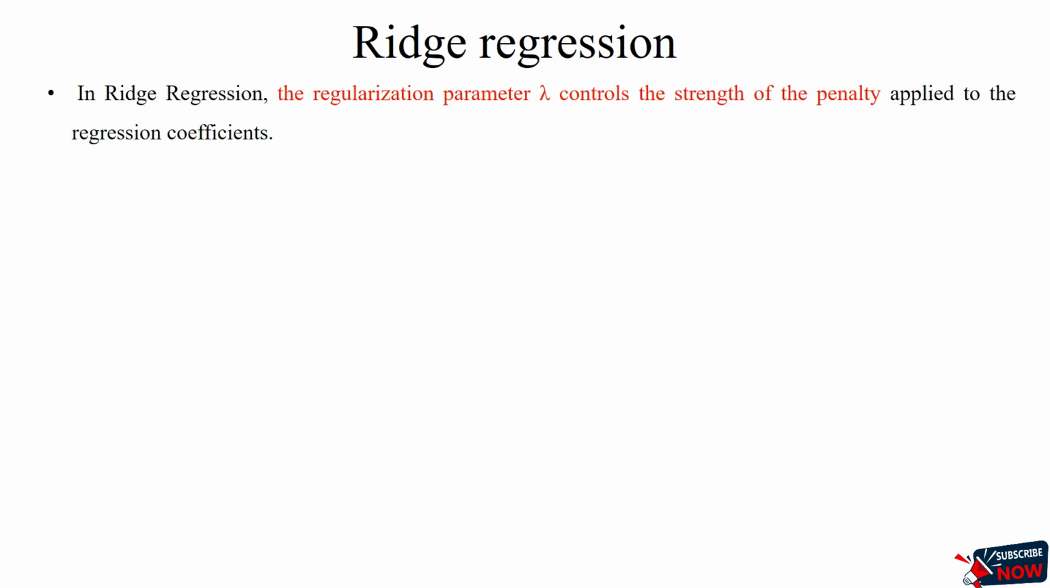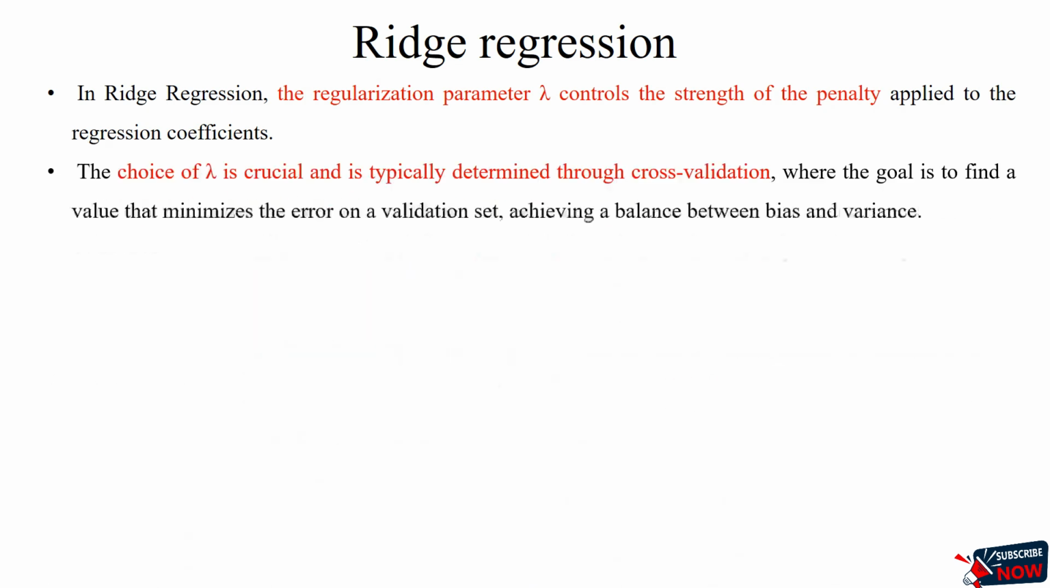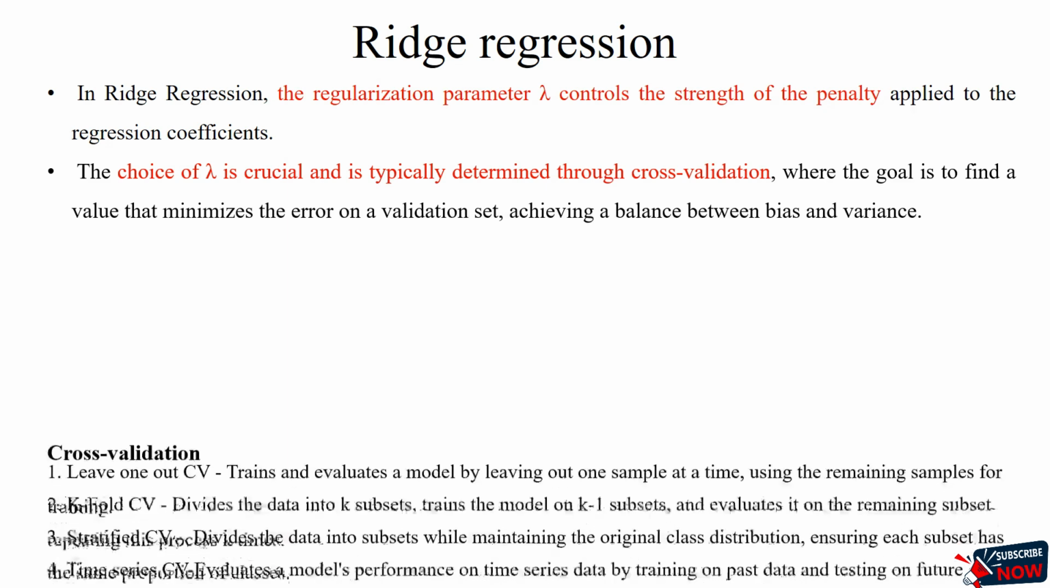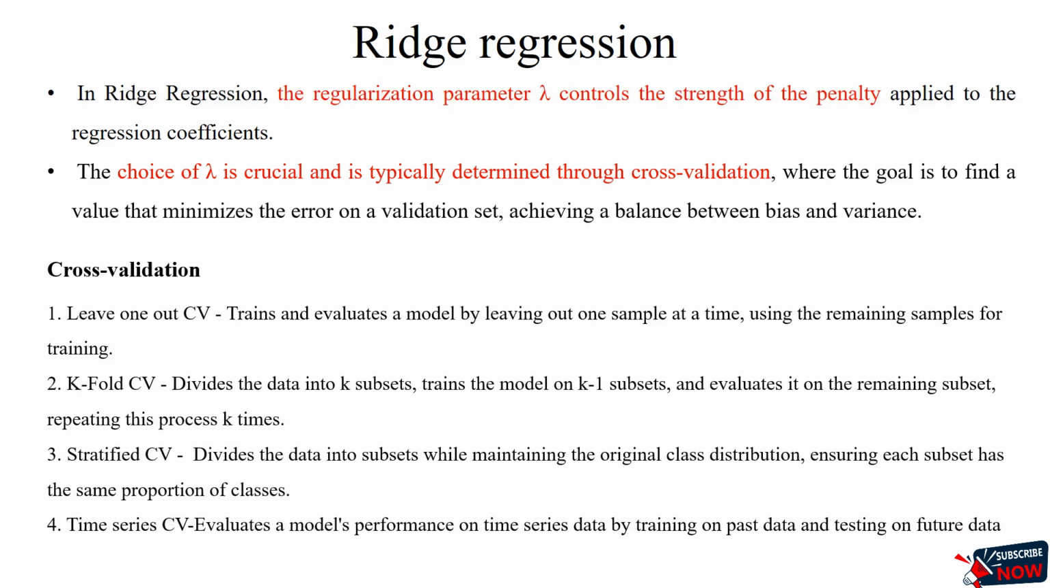In ridge regression, the regularization parameter lambda controls the strength of the penalty. The choice of lambda is crucial, and we can determine it through cross-validation techniques. There are a lot of cross-validation techniques, and these techniques minimize the error and help us achieve a balance between bias and variance. The first technique is leave-one-out cross-validation.